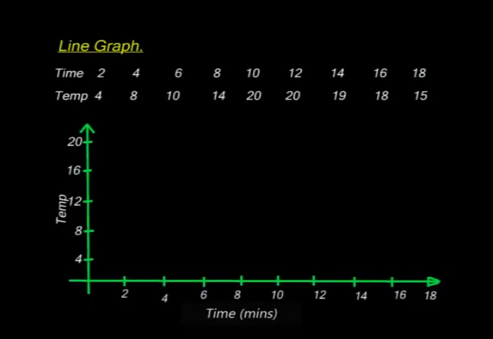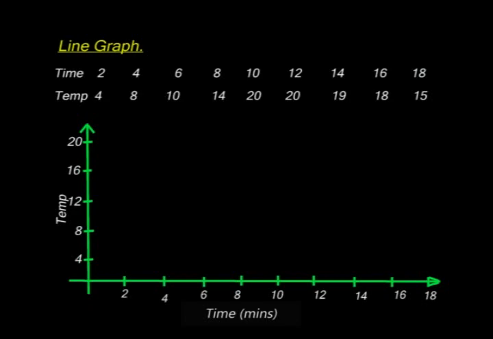I draw the temperature on the vertical axis, and choose an appropriate scale there. That is 1 unit to represent 2 degrees Celsius, so I'll have that. On the x-axis I have time in minutes, and my scale will be 1 unit to represent 2 minutes, so I have it there.